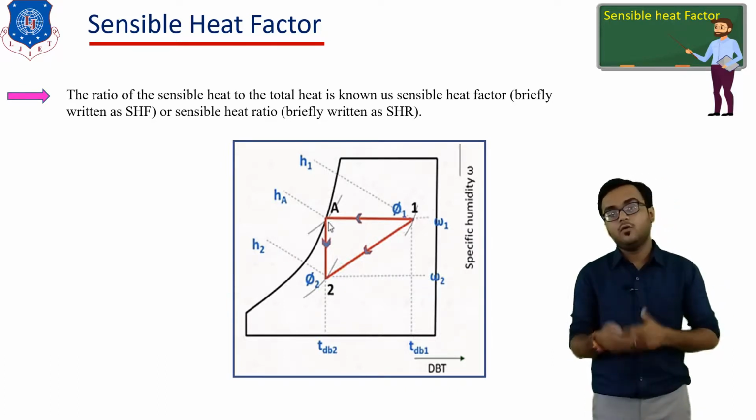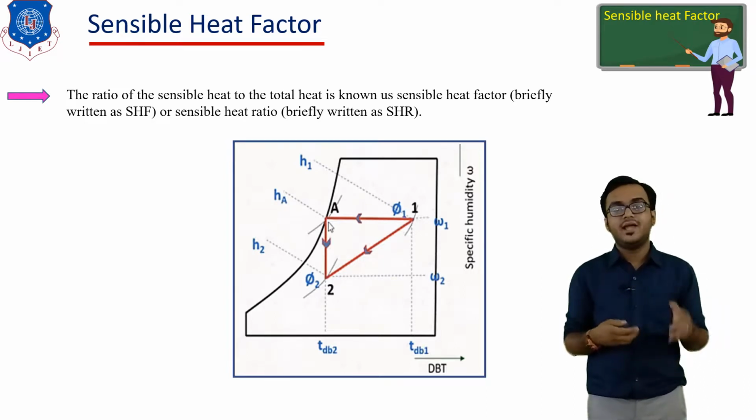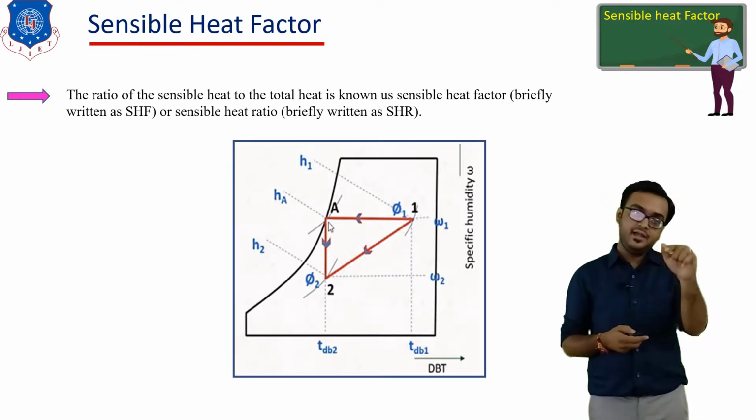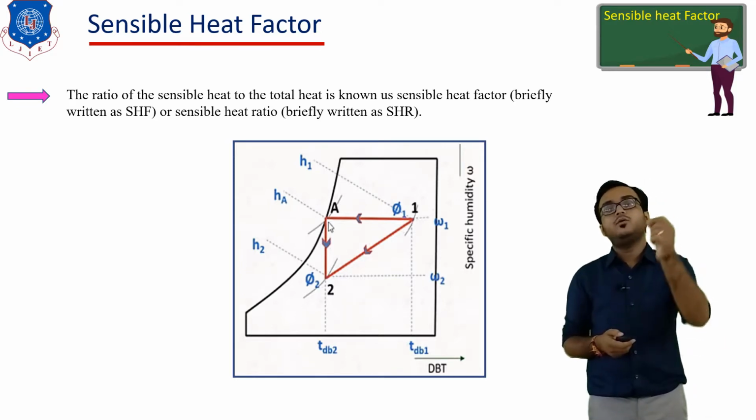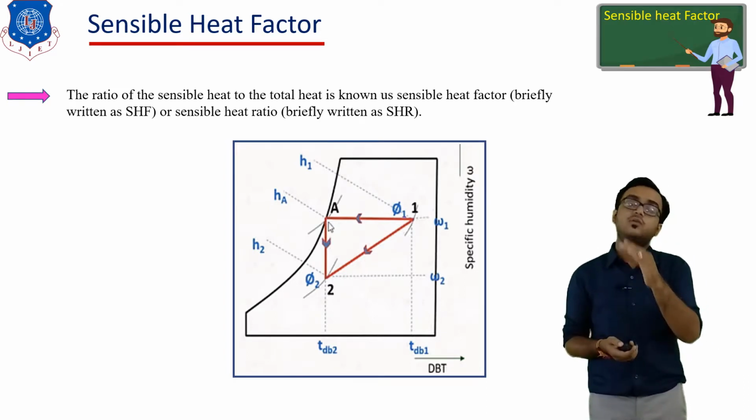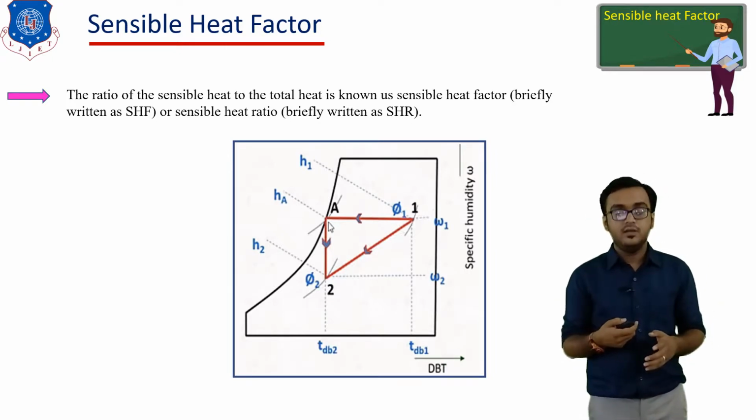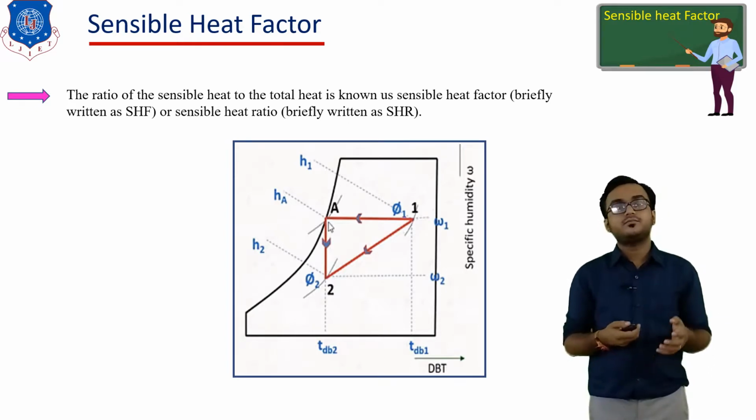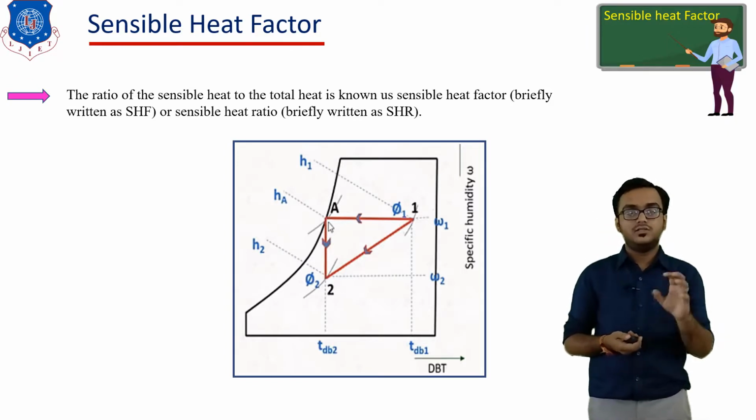What is it dependent on? From the mathematical point of view, it is the resultant of two different lines, 1A and A2. 1 to A represents the sensible cooling, while A to 2 represents the removal of moisture, or you can say latent heat. So the slope of the cooling and dehumidification is highly affected by the sensible heat as well as latent heat. To decide the slope of the cooling and dehumidification process, we need to focus on the parameter called sensible heat factor.